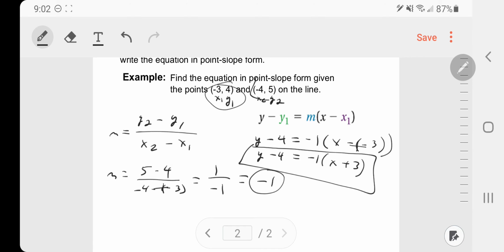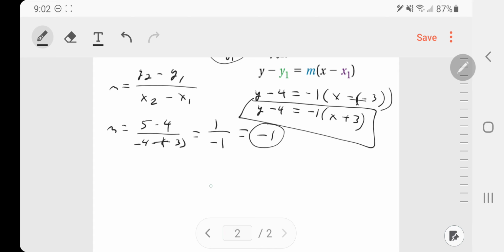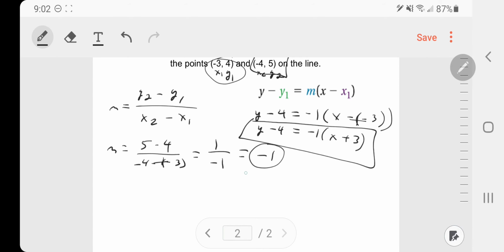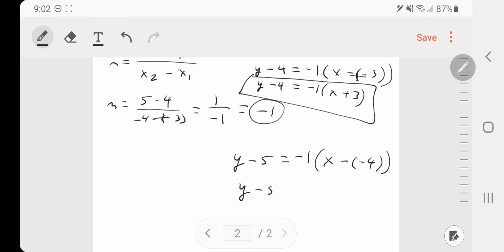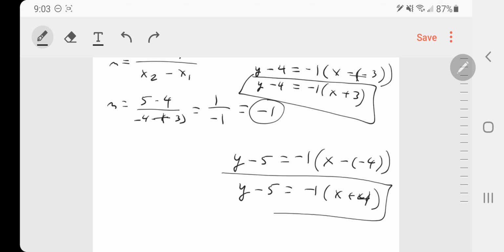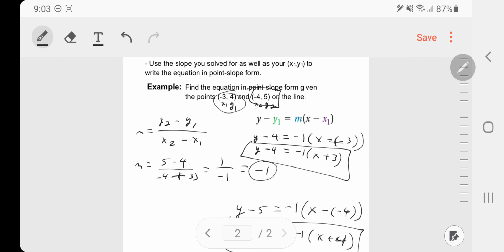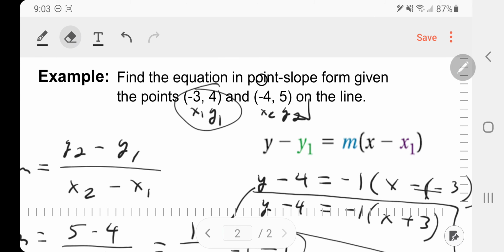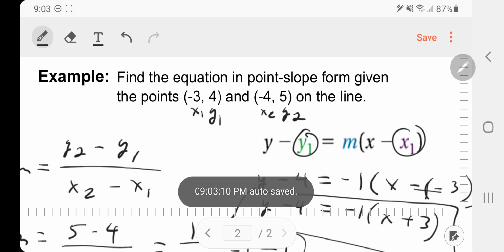Now, you could also have used the second point to write your equation in point-slope form, so I'm going to go ahead and write that down here. If you wanted to use the other point there, you could have done that. Okay, so it would be y minus 5 equals, okay, slope is the same, -1, and then it would be (x minus -4). Also rewrite that as y minus 5 equals -1 (x plus 4). Okay, now that is also an acceptable answer here. So either one, depending on which point you choose. I tend to pick the first point just because, as you see here, it is x1, y1, so that's matching up with our point-slope form.